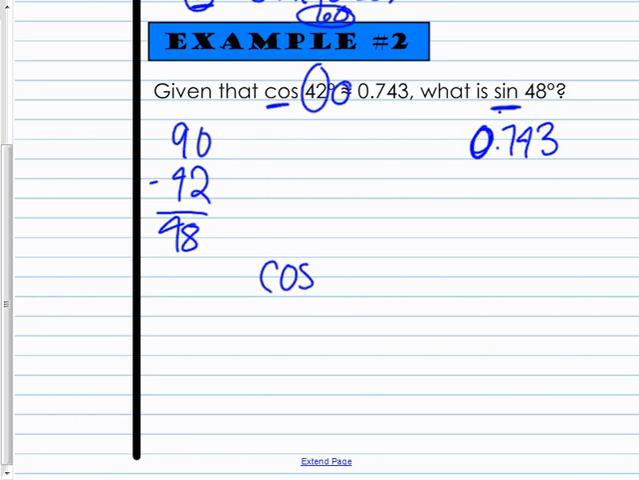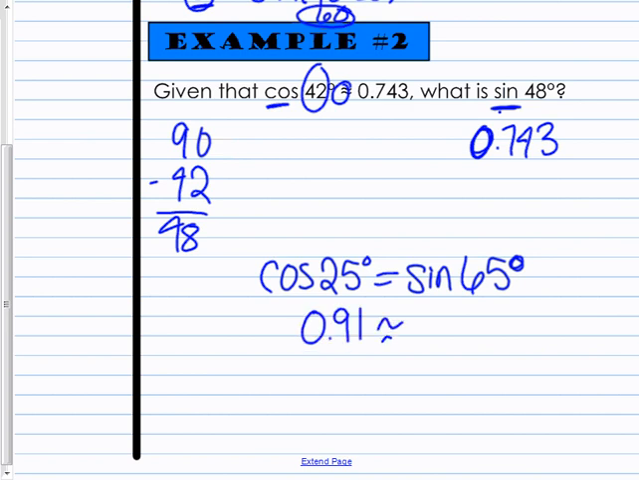the cosine of 25 degrees would be the same thing as the sine of what? Well, what is 90 minus 25? That is 65. So these two equal the same thing. On your calculator, 25 cosine is 0.91 to the nearest hundredth. And 65 sine is also 0.91 to the nearest hundredth. Okay, so check it out, play around with it. They are the same thing though.